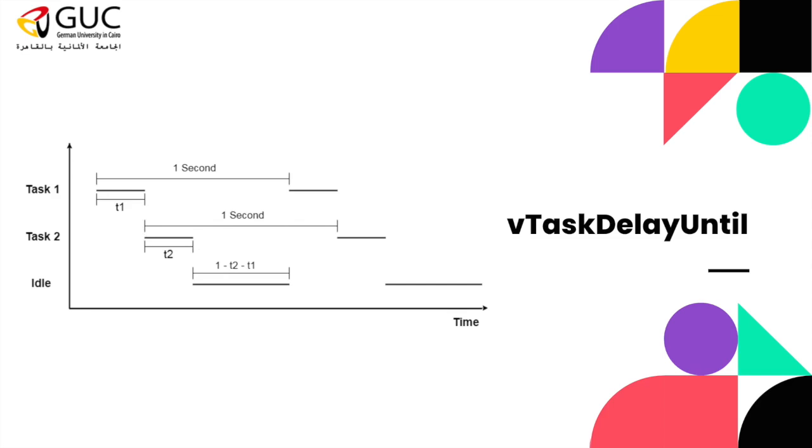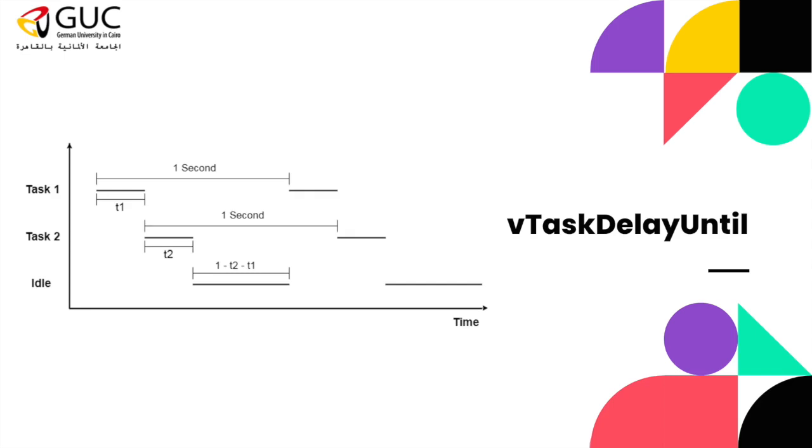However, here we have the idle task. We know that task 1 will have a 1 second delay. So for how many clock ticks will the idle task actually be running? It will be running for 1 clock tick minus the time T2 took minus the time T1 took. So actually this will be the remaining time.